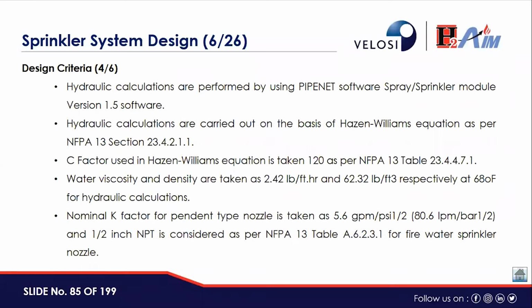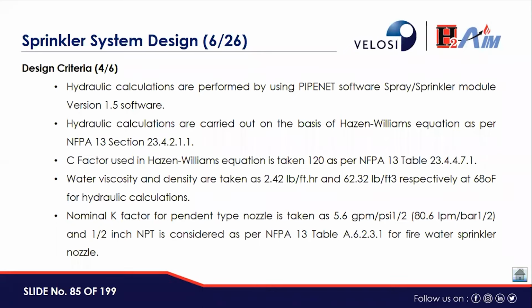Hydraulic calculations are performed by using PipeNet software. We used version 1.5. Hydraulic calculations are carried out on the basis of the Hazen-Williams equation as per NFPA 13, section 23.4.2.1.1. The C factor used in the Hazen-Williams equation is taken as 120 as per NFPA 13 table 23.4.4.7.1. Water viscosity and density are taken as 2.42 pounds per hour and 62.32 respectively at 68°F for hydraulic calculations.